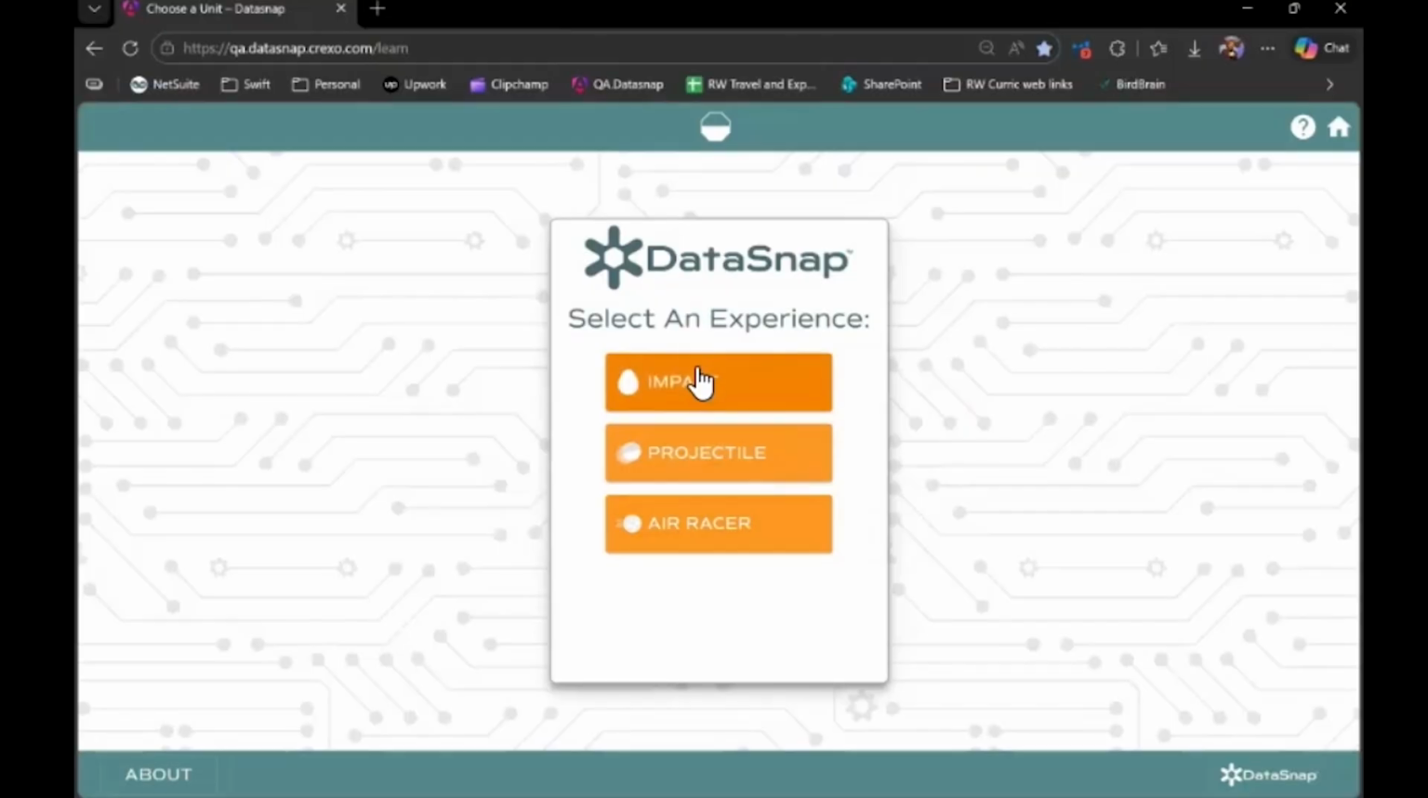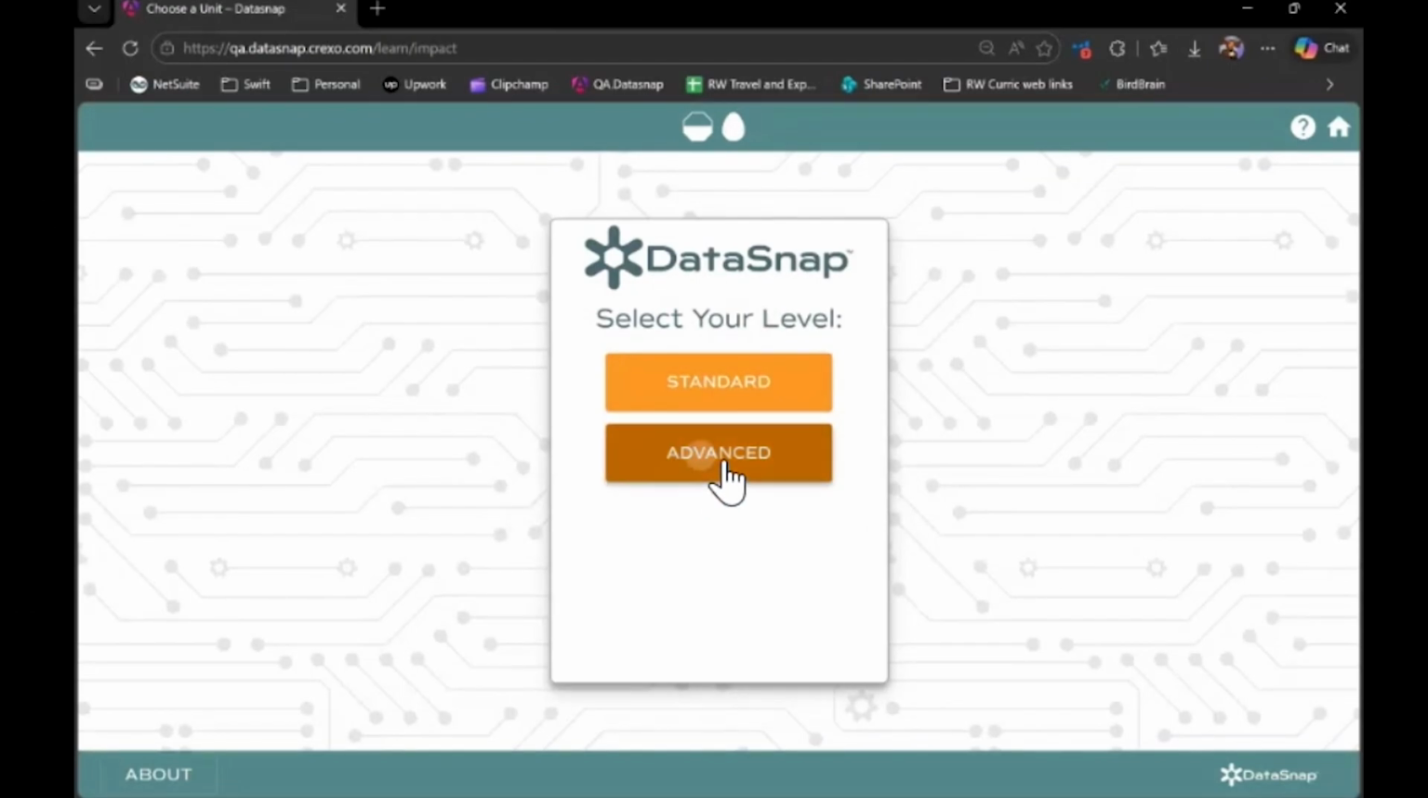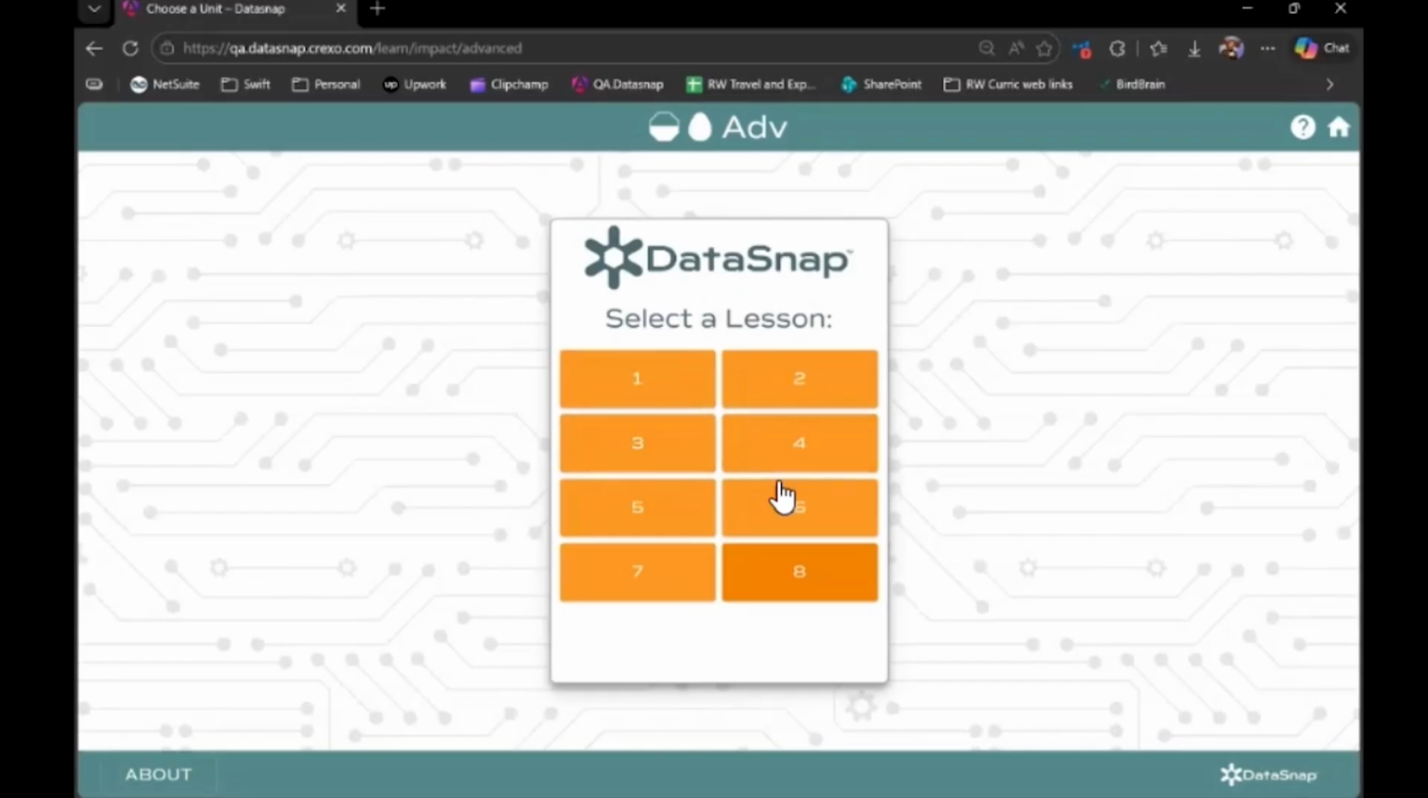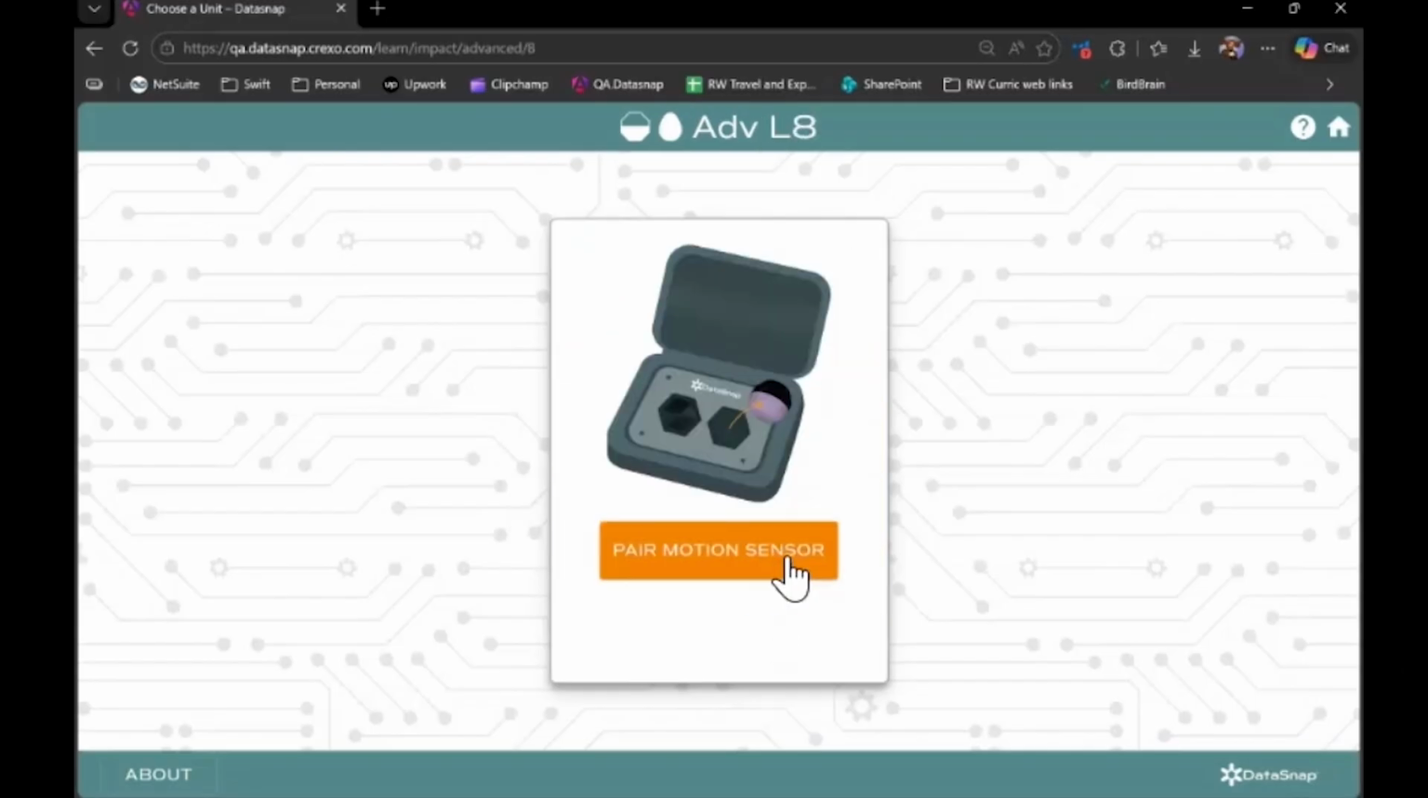All right, so we are in Impact. So you see a little egg. And today we've got 2 levels of curriculum in each of our DataSnap motion sensor curriculums. So we're going to go advanced. And let's say today we're in lesson 8. So we're going to choose lesson 8.